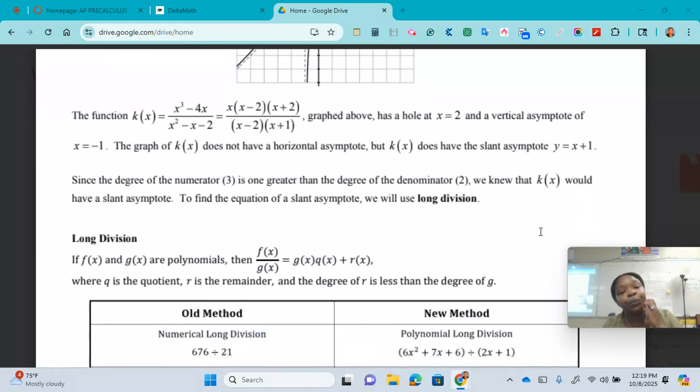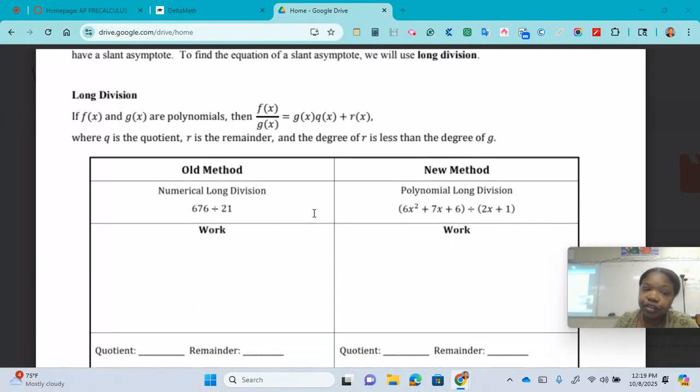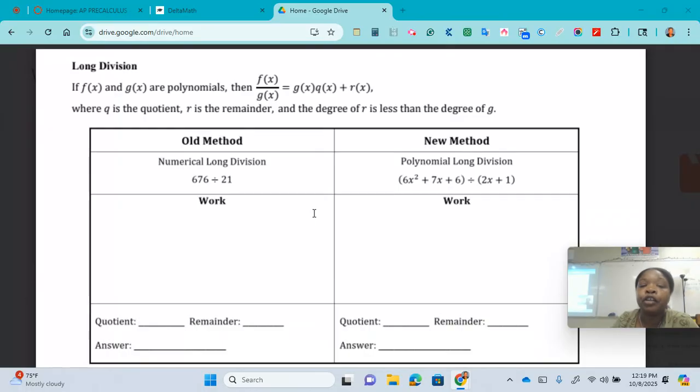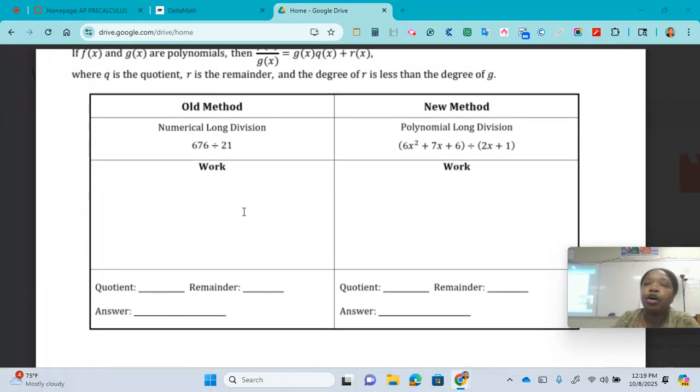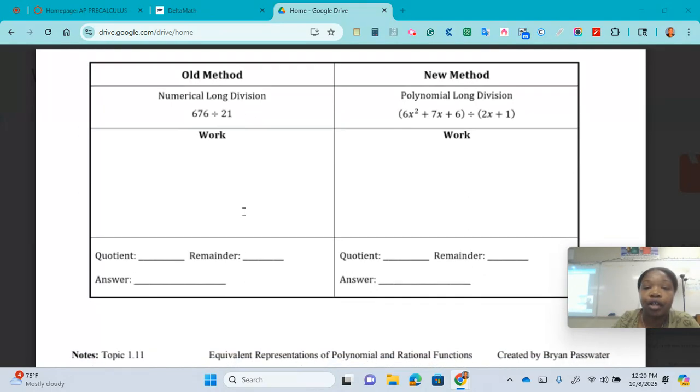Since the degree of the numerator, 3, is 1 greater than the degree of the denominator, 2, we knew that k of x will have a slant asymptote. To find the equation of the slant asymptote, we will use long division. If f of x and g of x are polynomials, then f of x divided by g of x equals q of x plus r of x over g of x, where q is a quotient and r is a remainder. All right, so y'all know the old method of numerical long division. We're going to do that same old method with the new method, polynomial long division.